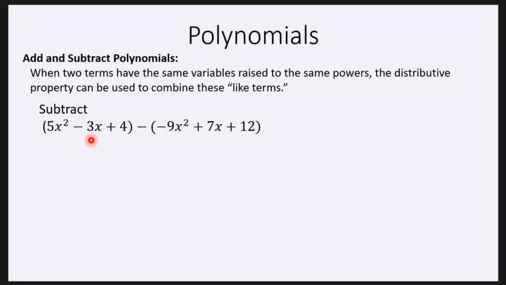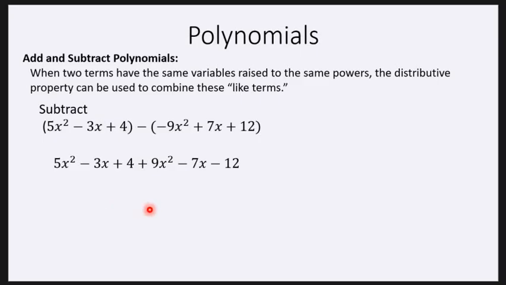Here we have 5x squared minus 3x plus 4 minus negative 9x squared plus 7x plus 12. And the difference here is because of this negative in front of this second parenthesis, that is like multiplication by negative 1, which means we have to distribute that multiplication to all three terms, which is going to change the signs of all the terms in the second polynomial, the one that you are subtracting. So that means we'll have negative 1 times negative 9x squared, which is positive 9x squared, negative 1 times positive 7x, which is negative 7x, and negative 1 times 12, which is negative 12. So you'll notice all the terms in the second polynomial changed signs from what they originally were to their opposites. The first polynomial stays the same because there was no negative to distribute there.